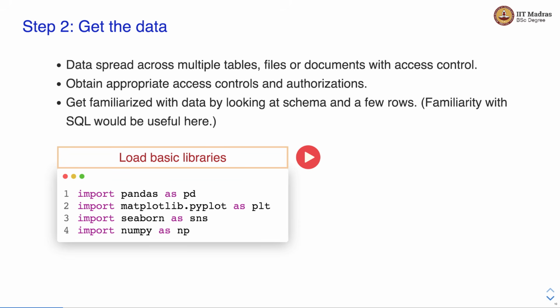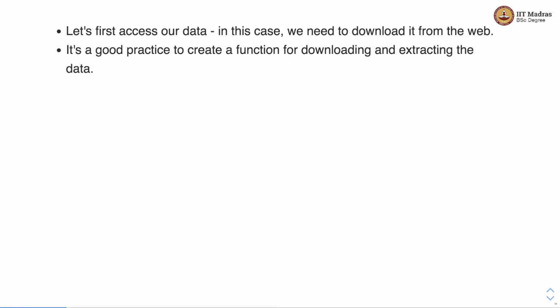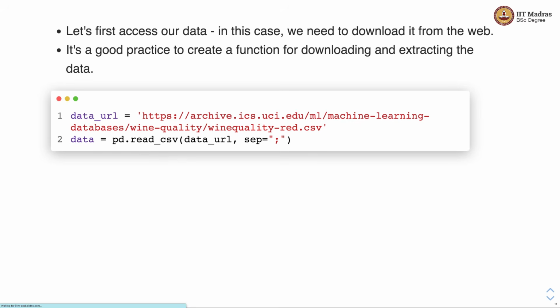We first load the basic Python libraries that are needed for our prototype solution. Let's first access our data. In this case, we need to download this data from the web. It's a good practice to create a function for downloading and extracting the data. Here we download the data from the UCI machine learning repository, and the data is in the form of comma separated values, or in a CSV format.